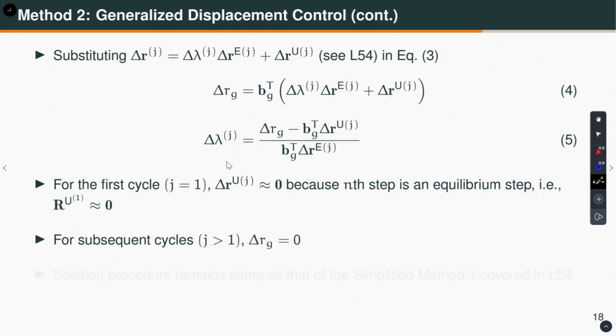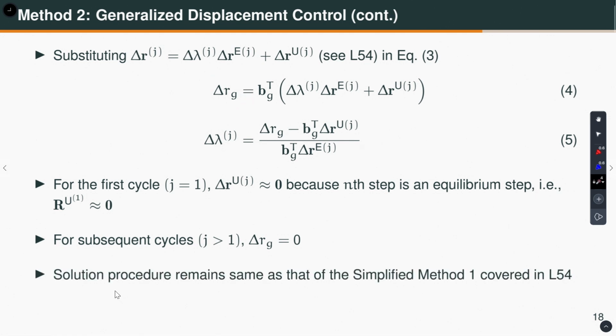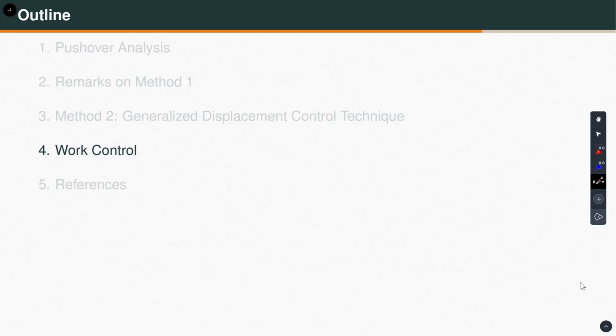So, for the first cycle, this is approximately 0, okay, because the nth load step is an equilibrium step, and for all subsequent cycles, this is equal to 0, right. So, we can solve this using the same solution procedure that we have developed and called simplified method 1 in lecture number 54, okay, that is the previous lecture. Now, what about work control?